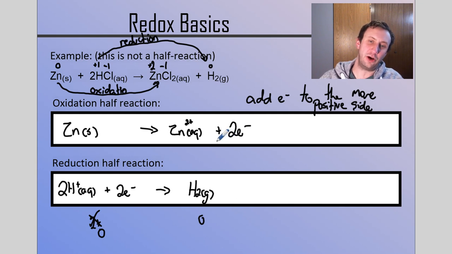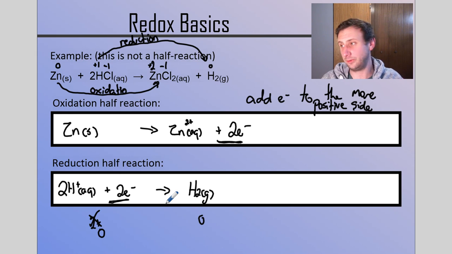In oxidation, electrons will always be a product. For reduction, electrons will always be a reactant. In reduction, I'm gaining electrons, right? So it's a reactant. In oxidation, I'm losing electrons, so it's a product.